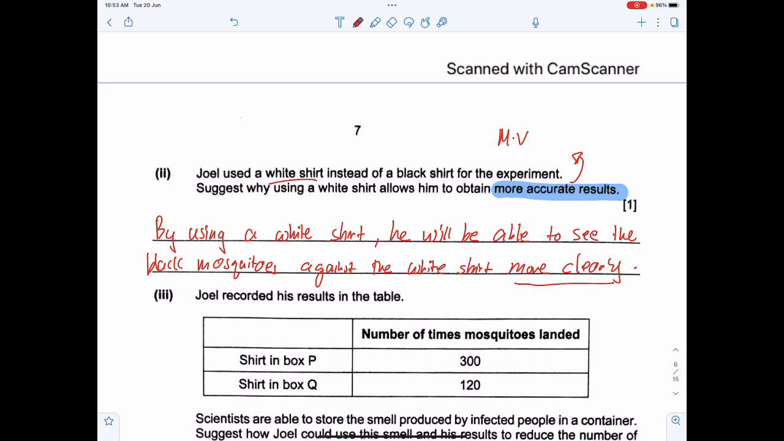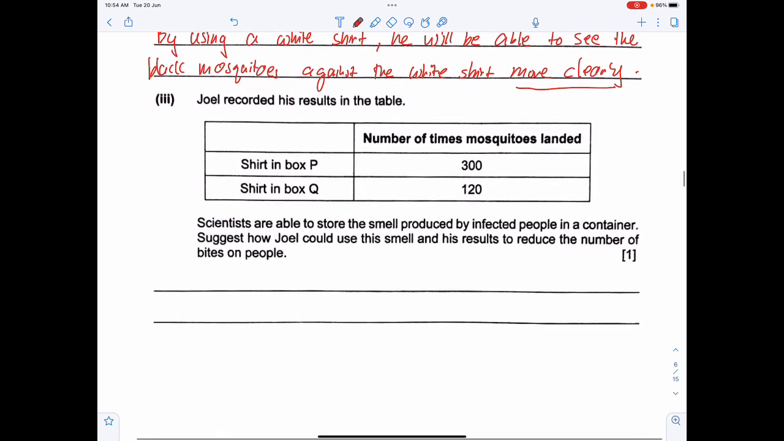So the key thing is to see. The word see must be there. A lot of you say, oh, so to count them more accurately. I think I gave you all correct because they accepted it in the marking report. But the main point about it is, it's not just count. You're just lifting. If you just say that, you should say see them more clearly when the black mosquito is against the white shirt. That enables him to count more accurately or count more precisely. Okay? Because you can see them clearly.